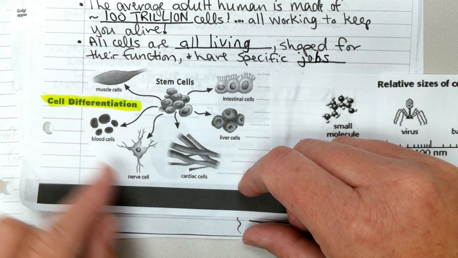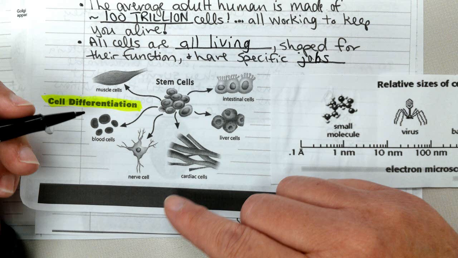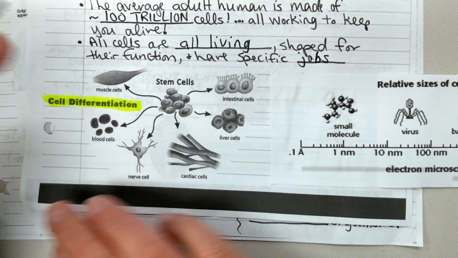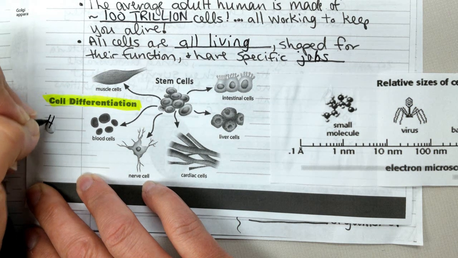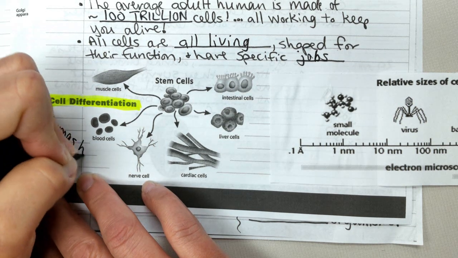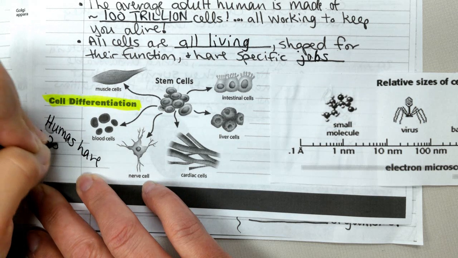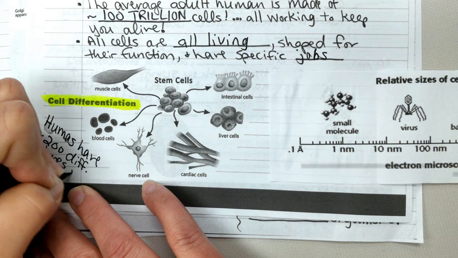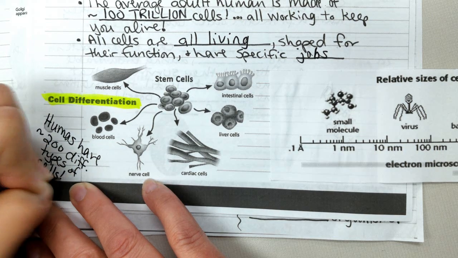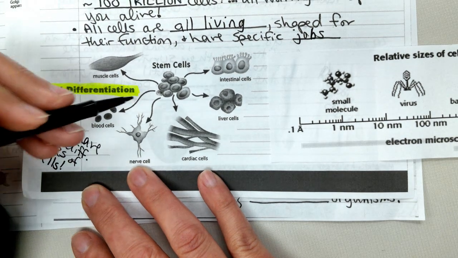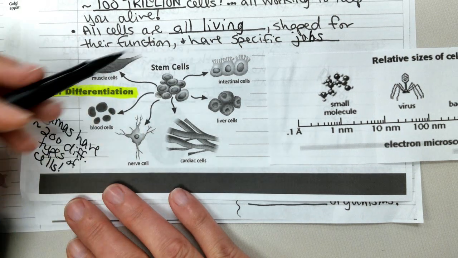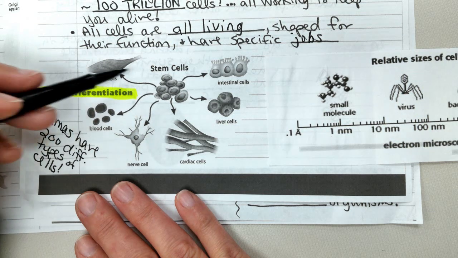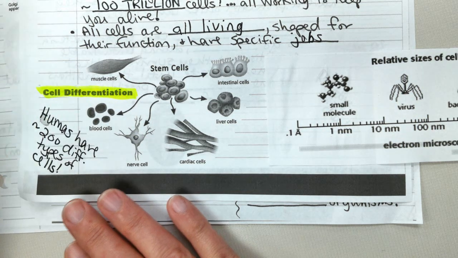In the human body, you have about 200 different types of cells. Let's just write that in here. Humans have about 200 different types of cells. But they all came from that one fertilized egg that had your unique DNA combination in there, and then they started to differentiate early on in your development.